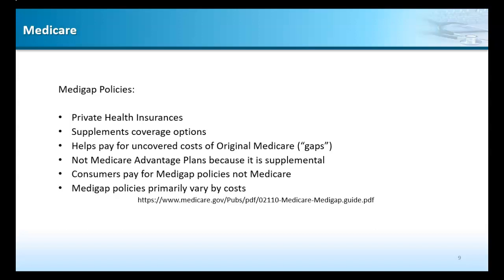It's not considered a Medicare Advantage plan because it is a supplemental plan. It's something that you buy or pay for in addition to your Medicare. Consumers pay for Medigap policies, not Medicare. So if they want these additional supplemental policies, they pay out of pocket for that. But Medicare, they do not have to pay for. That is covered by the federal government. Medigap policies primarily vary by cost, but more information on those policies and costs can be found at that website.